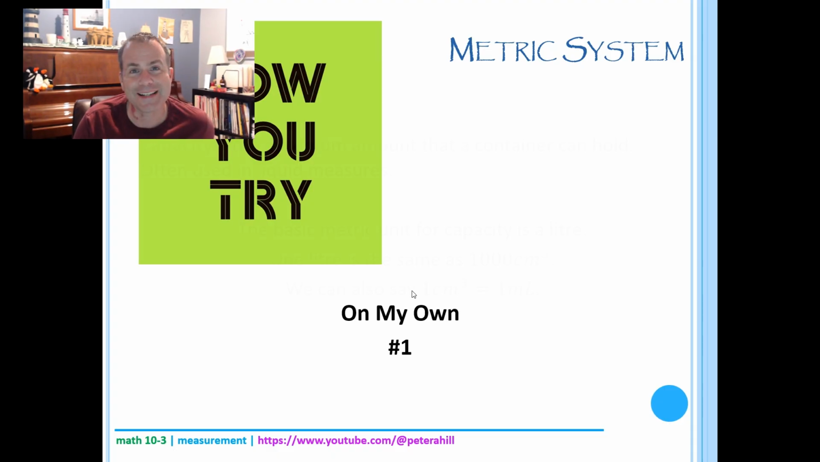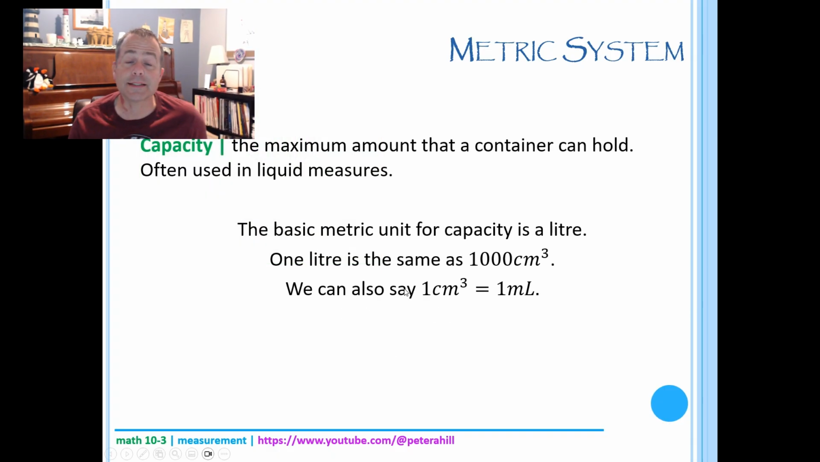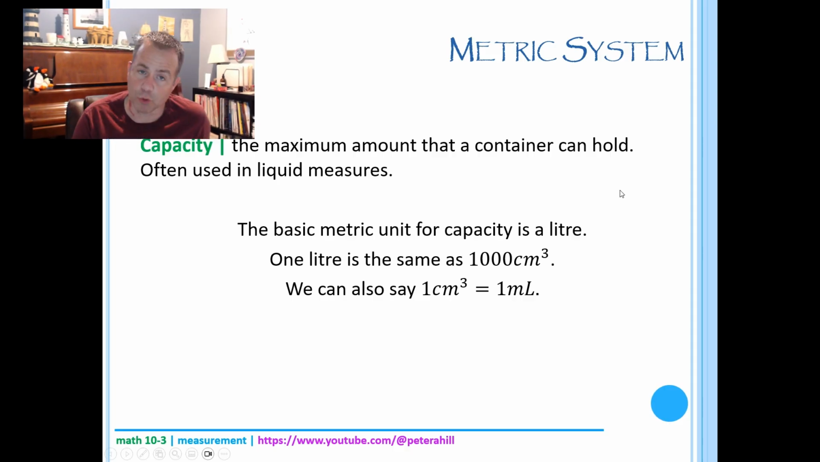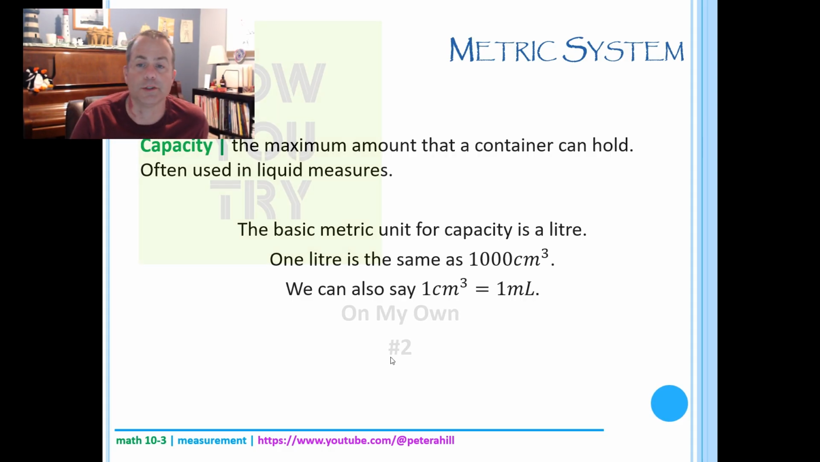Hey, welcome back. Okay. Capacity is the next thing I want to talk about. Capacity is the maximum amount that a container can hold. And it's often used when we're talking about liquid measures. So the basic metric unit for capacity is a liter. 1 liter is the same as 1,000 centimeters cubed. So we can also say that 1 centimeter cubed is the same as 1 milliliter, because there's 1,000 milliliters in 1 liter.